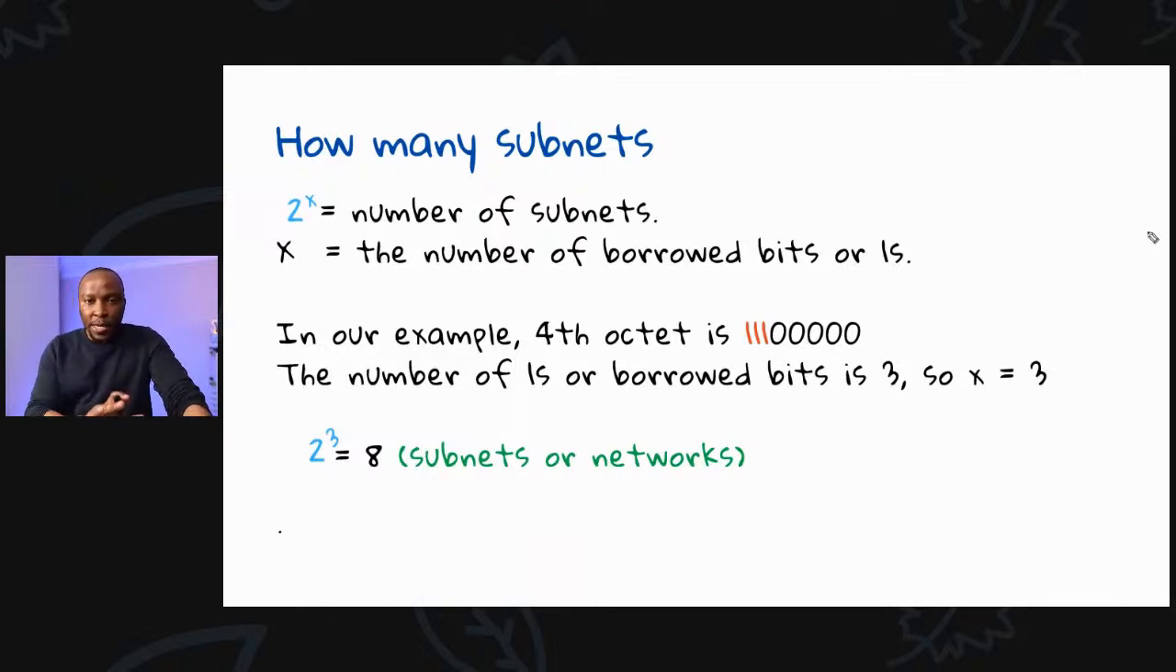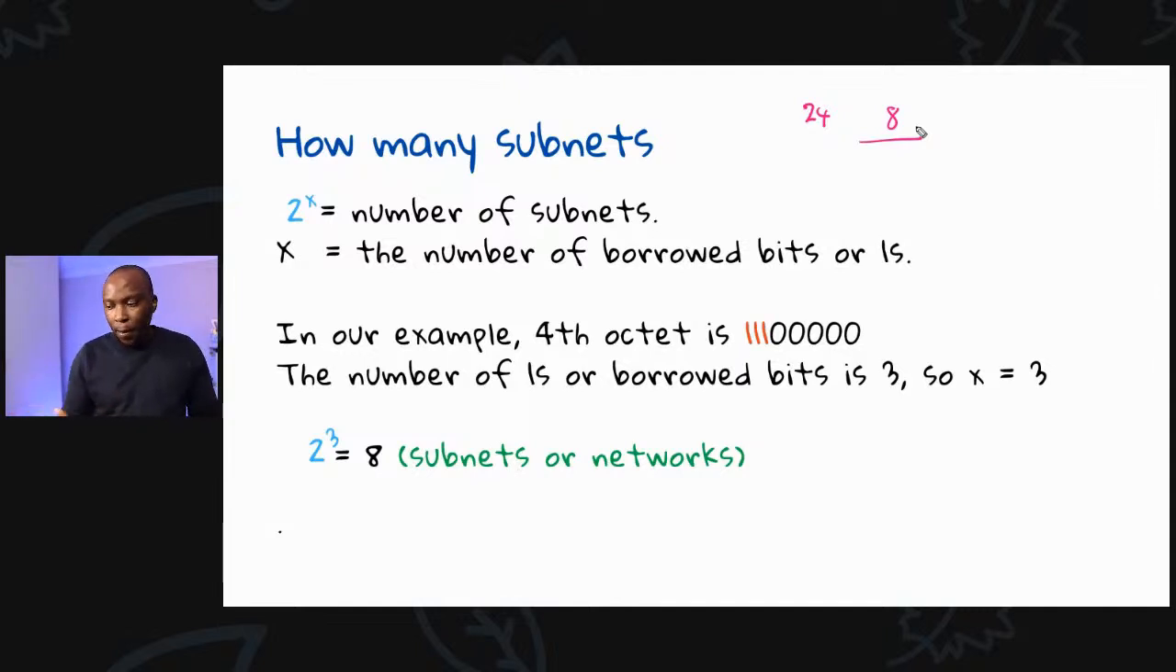Right, so we said that our formula for the number of networks is 2 to the power x, where x is the number of borrowed bits. And we said if we are dealing with a /24, it means that the first 24 bits of that IP address are reserved, and we have the remaining 8 bits. From those 8 bits, we're going to borrow bits in order to subnet our network. And I alluded that if we need 4 networks, we'll probably need to borrow 2 bits. But let us look at the example on the screen.